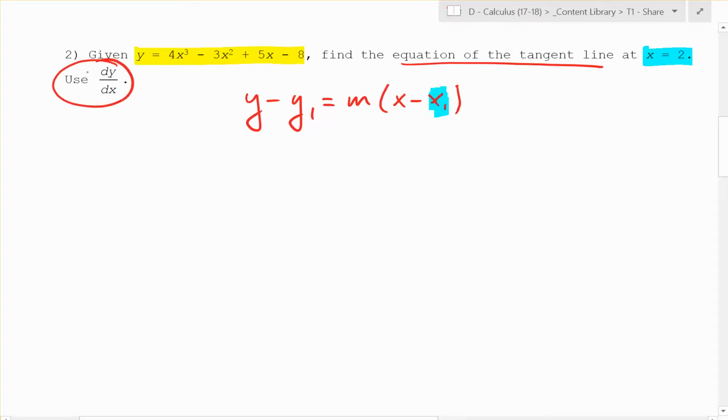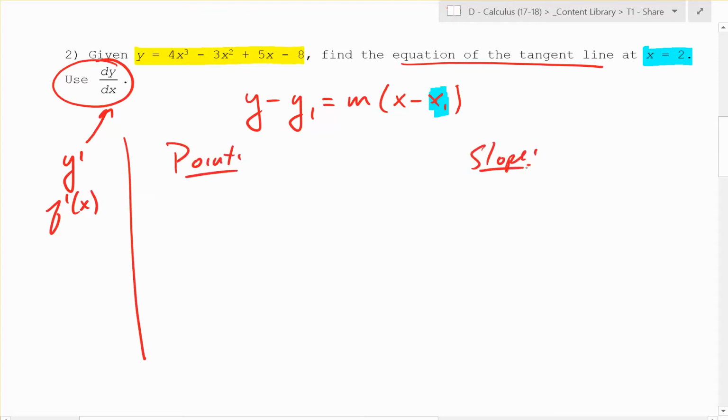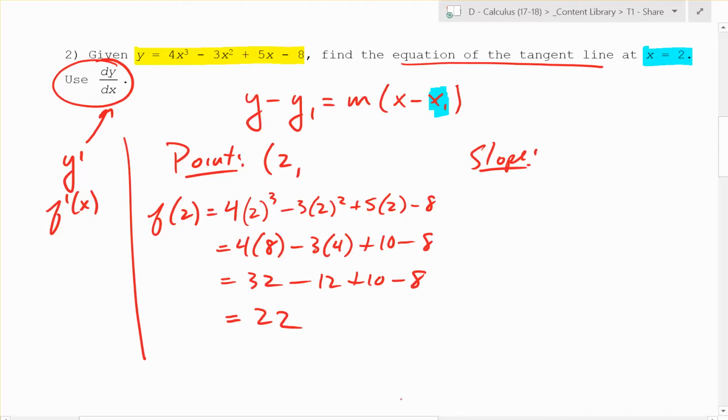When it says use dy dx, that means find the derivative. This is just another way of saying y prime or f prime of x. It's all the same notation, means the same thing. So we need a point and a slope. Well, we know the x value is 2. So how do we get the y value? We do the function evaluated at 2, and that's just going to be 22. When you plug 2 into the original function, you end up with 22. So now we have our y1 value.